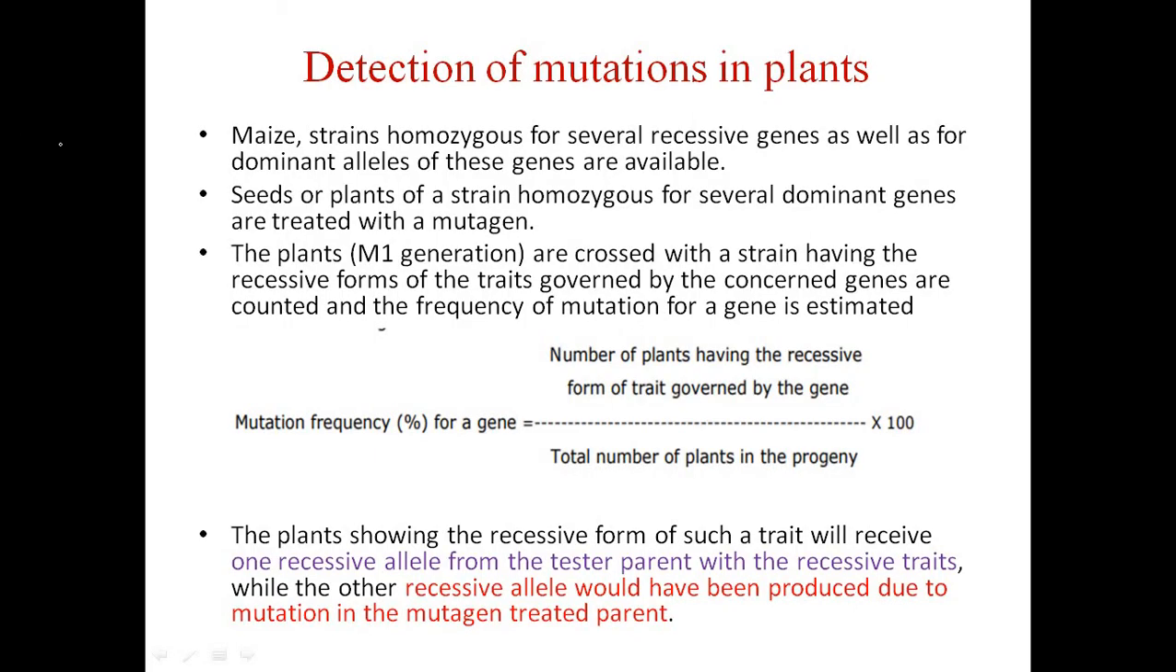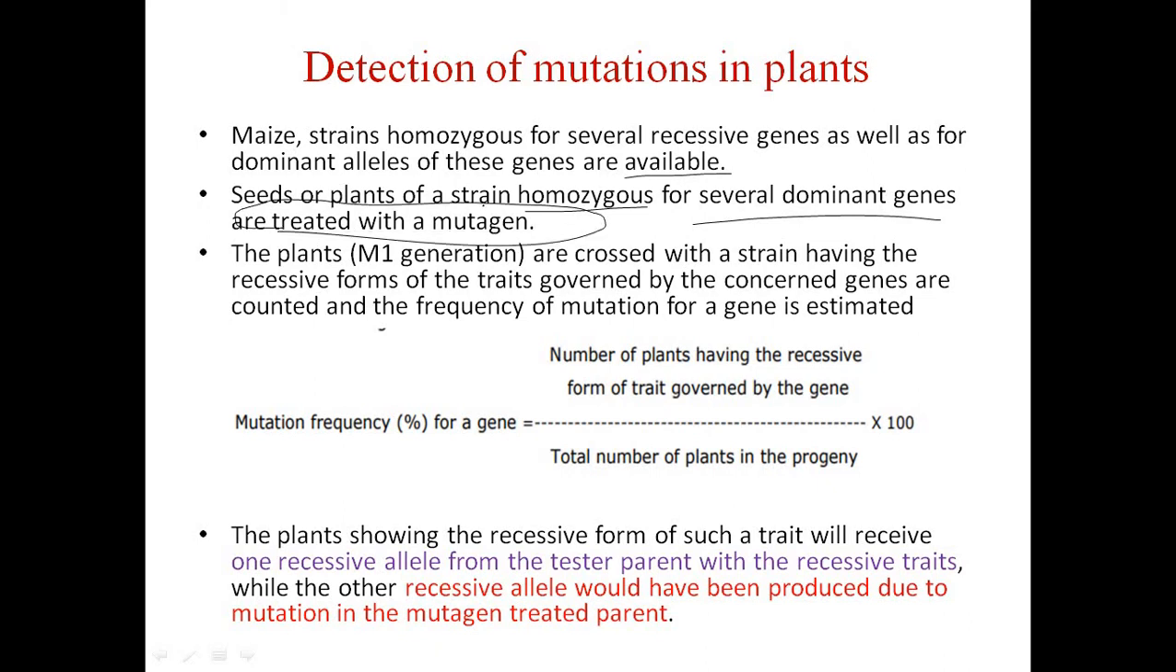Then how can we detect the mutations in plants? Maize is a good example to detect mutations in plants, because homozygous strains of maize for several recessive genes as well as dominant genes are nowadays available, and it is easy to detect the mutations in the maize plant. So seeds or plants of a maize strain that is homozygous for several dominant genes are treated with a mutagen.